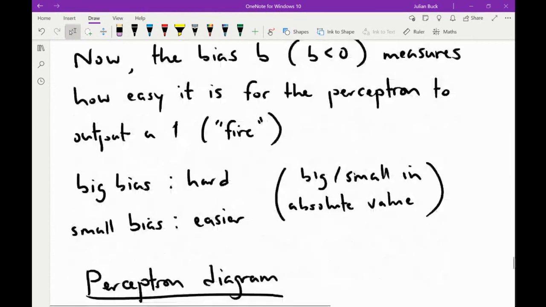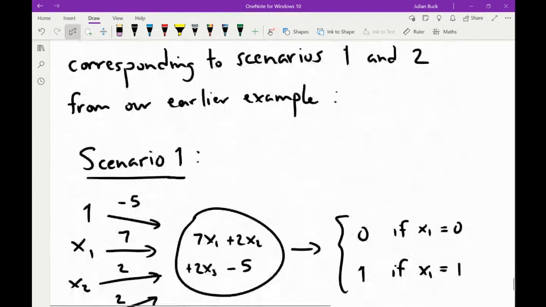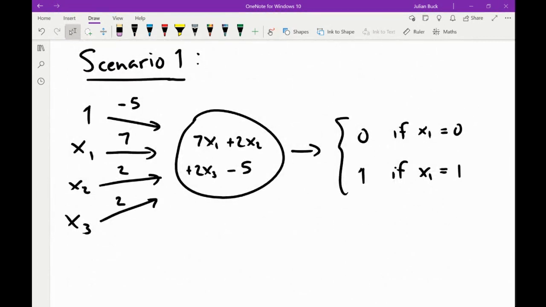Yeah, so basically what we're doing to determine the outputs is we're asking, is the expression in the middle positive or negative? Well, positive or greater than or equal to 0. Yeah, got it. Okay.